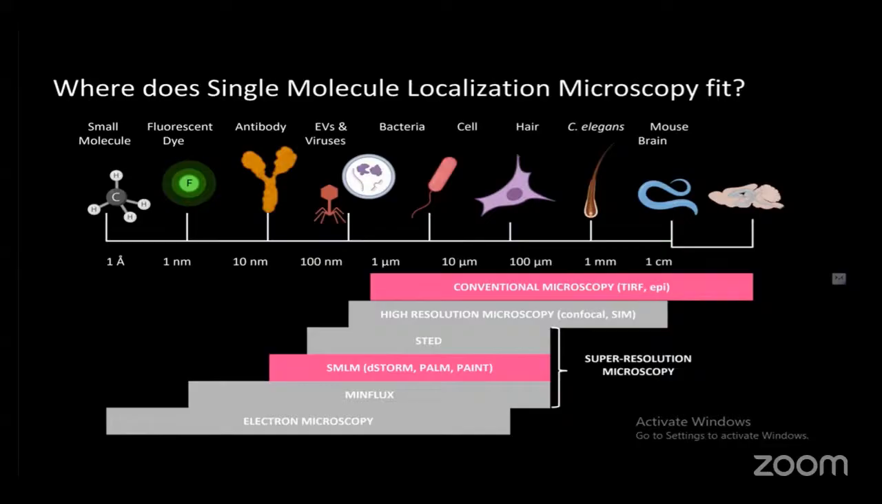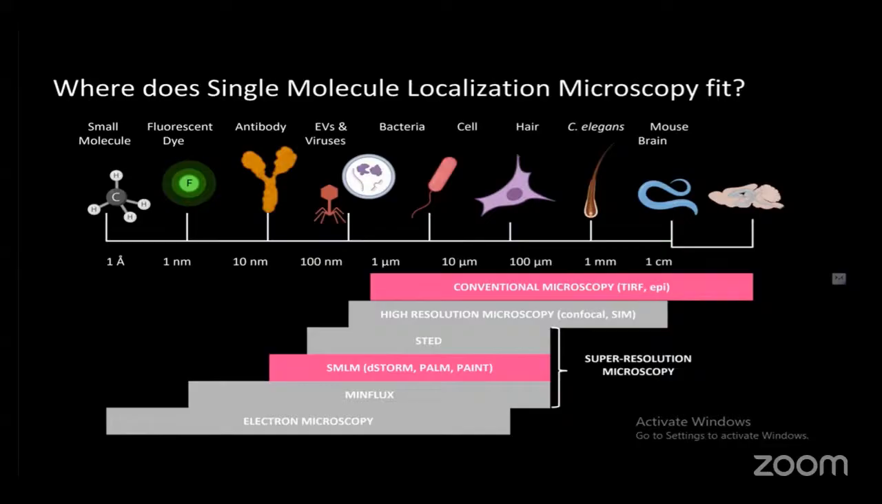And what we are speaking today is of SMLM category. That is where the ONI comes into the picture. So who are the people who use this? People who are working at a single cell level, people who are working on bacteria, people who are working on virus, people who are working on EVs, people who are working on antibody characterizations. These are the right set of people to use this super resolution microscope.